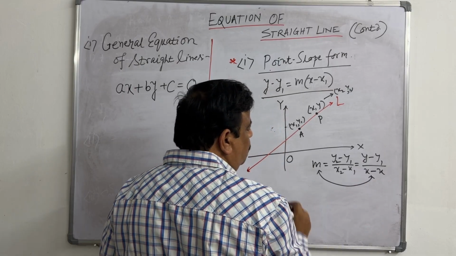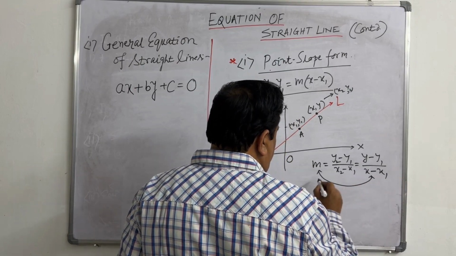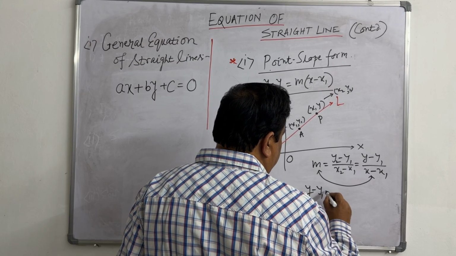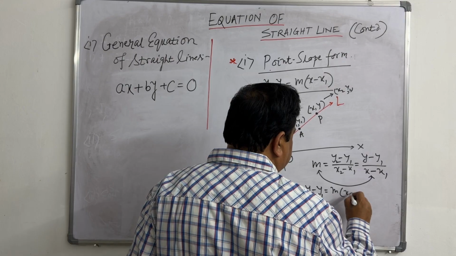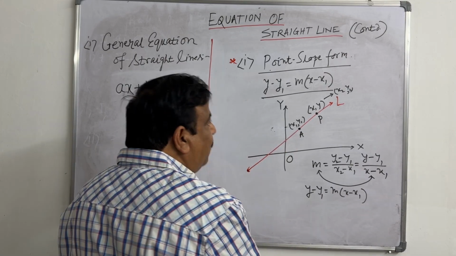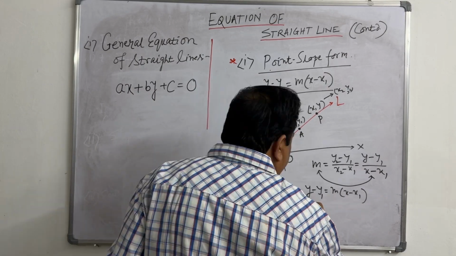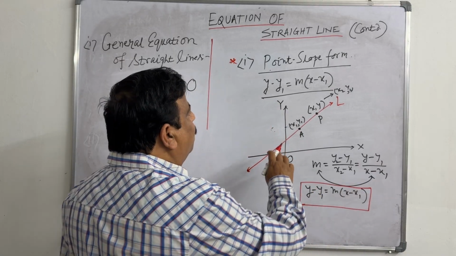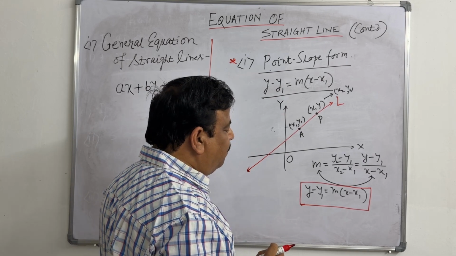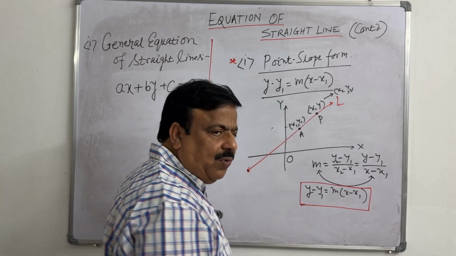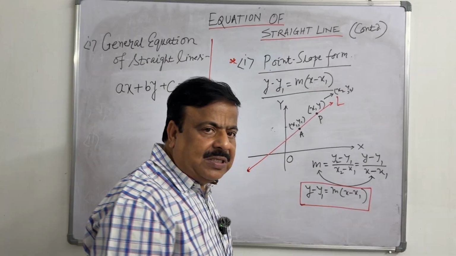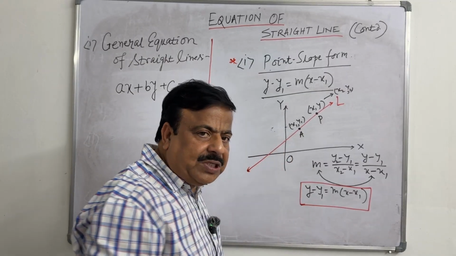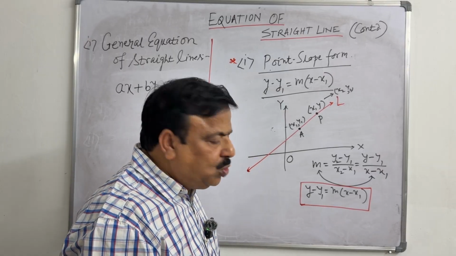So if you cross multiply, you are getting y minus y1 is equal to m into x minus x1. Therefore, we say that the equation of the line in point slope form is y minus y1 is equal to m into x minus x1. I think this concept is clear. Why and how this equation? Okay, चलिए कुछ प्रॉब्लम को सॉल्व किया जाए.